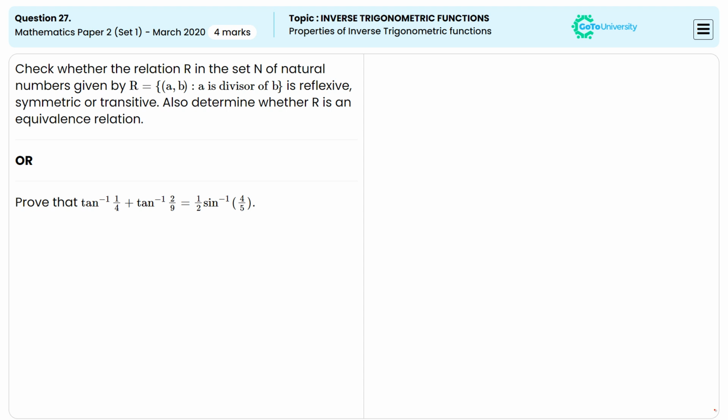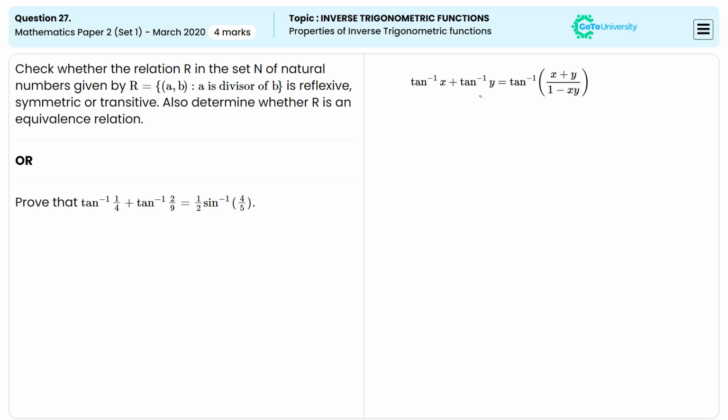Now let's look into the second question. In the second question, they have asked us to prove that tan inverse of 1 over 4 plus tan inverse of 2 over 9 is equal to half times sine inverse of 4 by 5. Now as we can see here, this is of the form tan inverse of x plus tan inverse of y. So I'll take it out here.